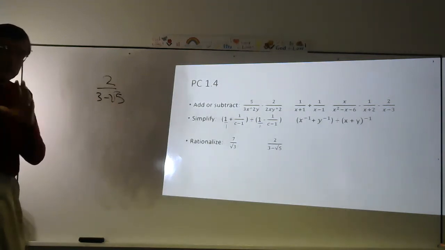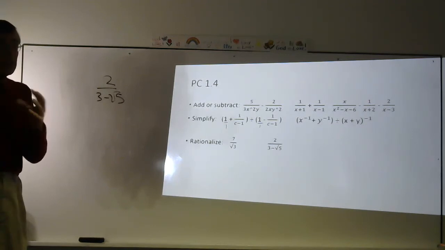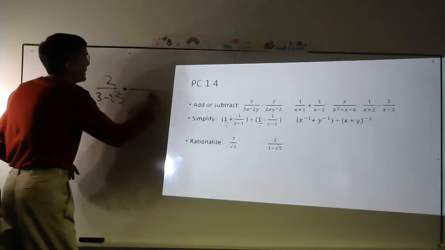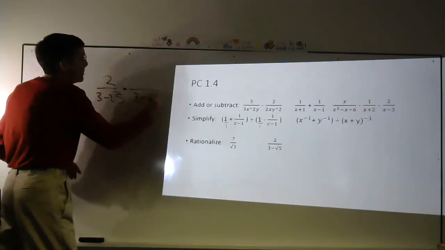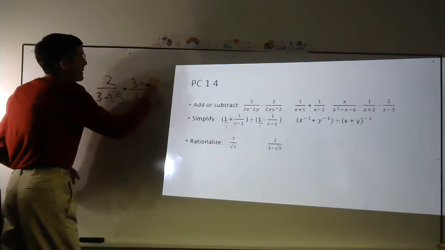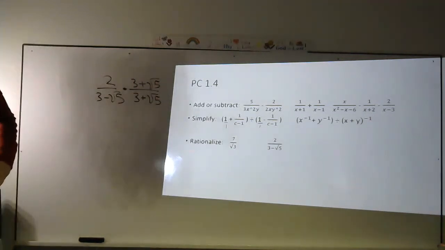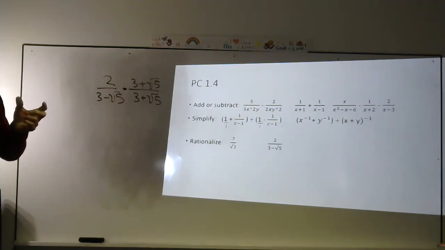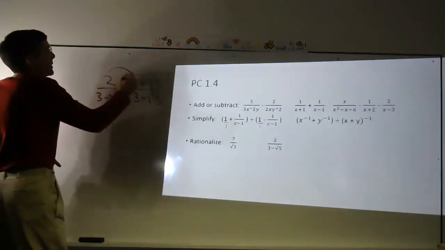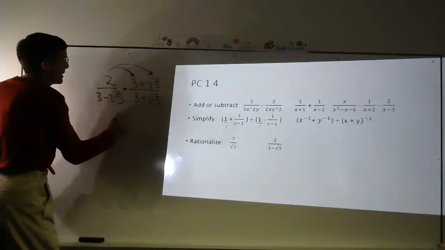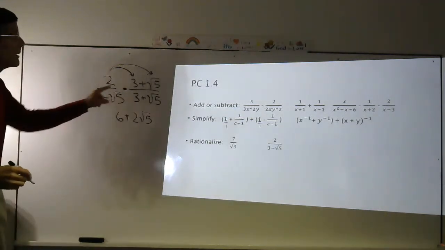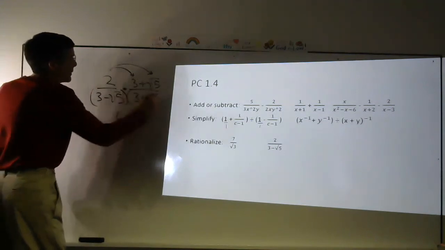But what you can do, if you remember difference of two squares and sum and difference factors, how the outers and inners go away, multiply top and bottom by 3 plus root 5. These are sum and difference factors. Your outers and inners should go away, and we'll get rid of the roots. Okay? So, on the top, multiply, I get 6 plus 2 root 5. Okay? On the bottom, we're going to FOIL these guys out.